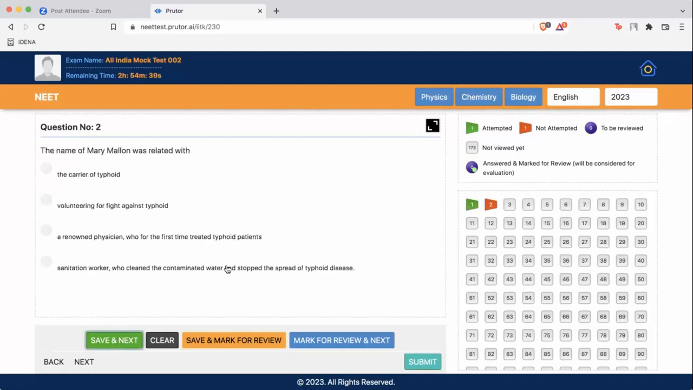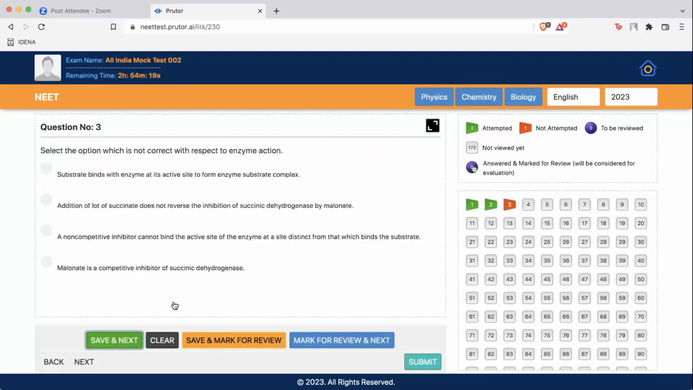Yes, okay, next, the name of Mary Mallon. Mary Mallon was a chef, and she is given in the NCERT 12th class book. She's the carrier of typhoid, and because of her, typhoid spread to a lot of people. So, carrier of typhoid.